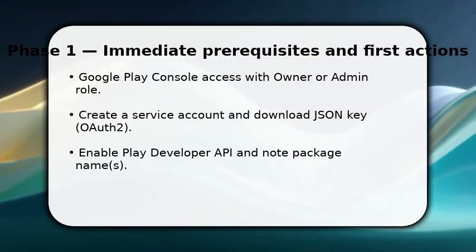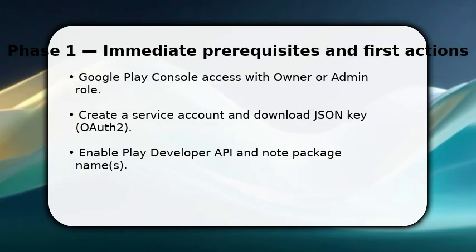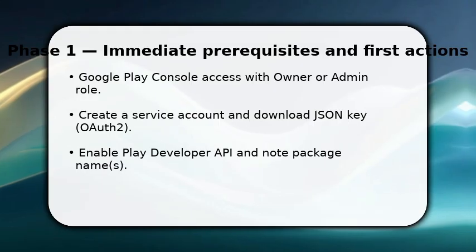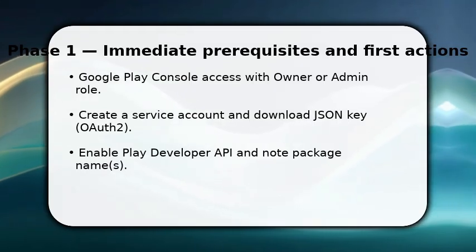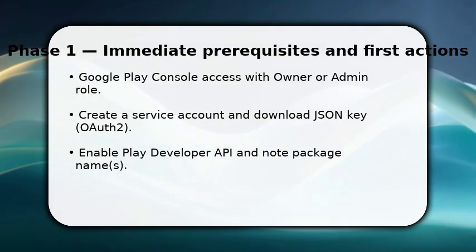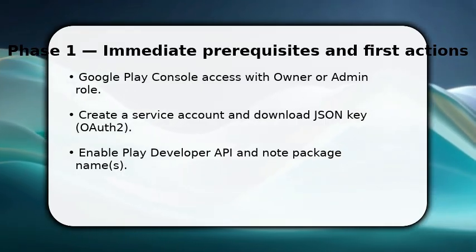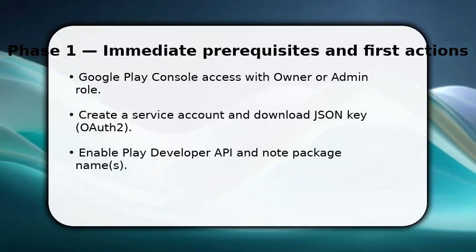You start by preparing your accounts. Sign into Google Play Console with owner or admin privileges because only those roles can link external systems. Once signed in, create a service account in Google Cloud, generate a JSON key, and enable the Play Developer API. This gives PES programmatic access.